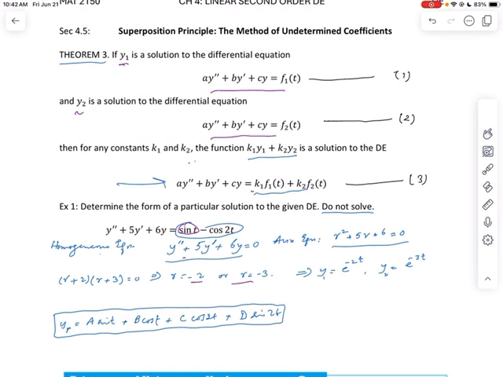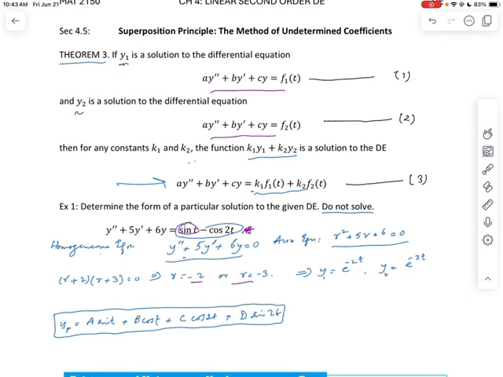Now if you note on the right side of this equation, we don't have any exponential function. We have sine and cosine functions, but different sine and different cosine. So when we write our particular solution, it will be just a sine t plus b cosine t plus c cosine 2t plus d sine 2t, because there are different sines and cosines.